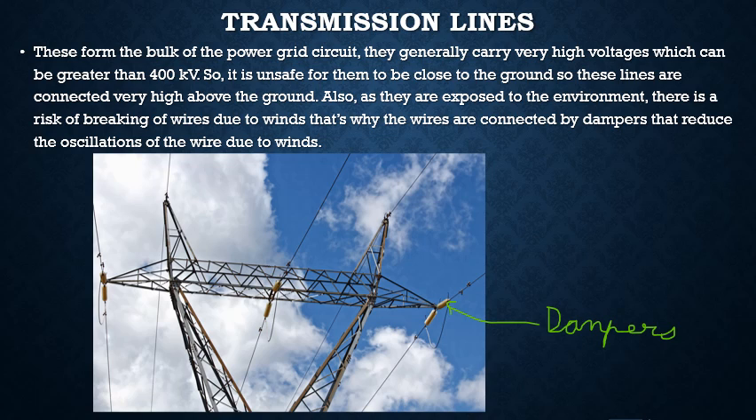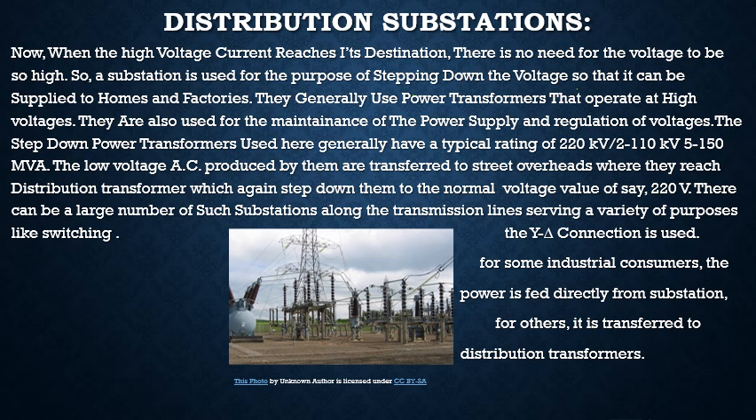The next step is transmission lines. These form the bulk of the power grid circuit. They generally carry very high voltages which can be greater than 400 kV, so it is unsafe for them to be close to the ground. So these lines are connected very high above the ground. Also, as they are exposed to the environment, there is a risk of breaking of wires due to winds. That's why the wires are connected by dampers that reduce the oscillation of the wire due to winds.